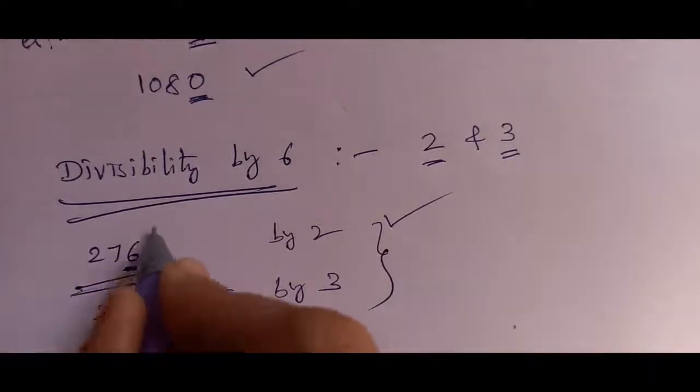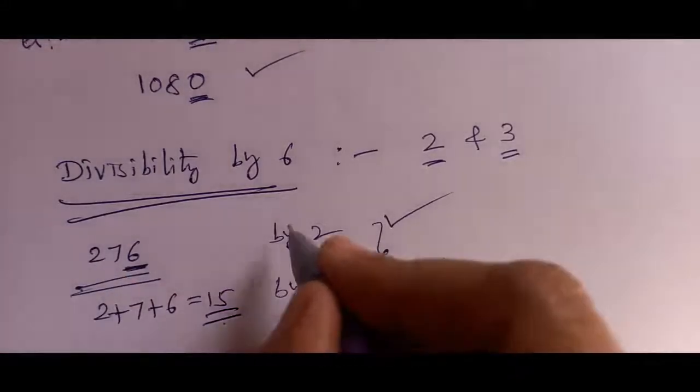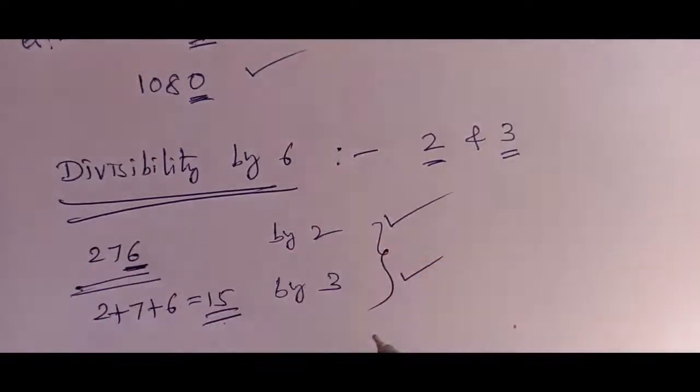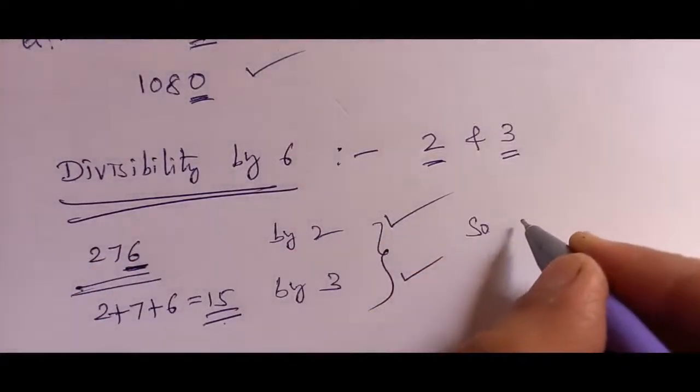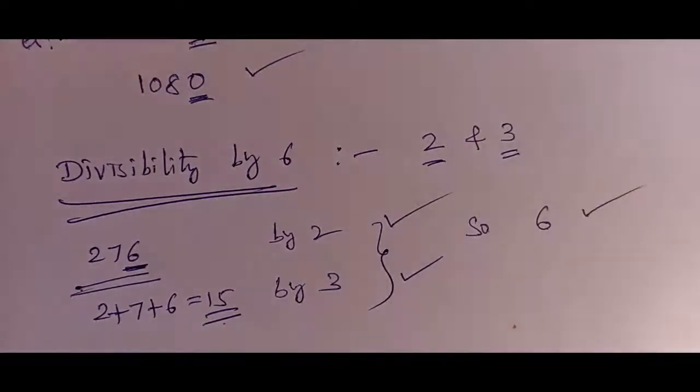So the entire number is also divisible by 3. So the condition is satisfied, no? 276 is divisible by 2 and 3 also. So it is divisible by 6 also.